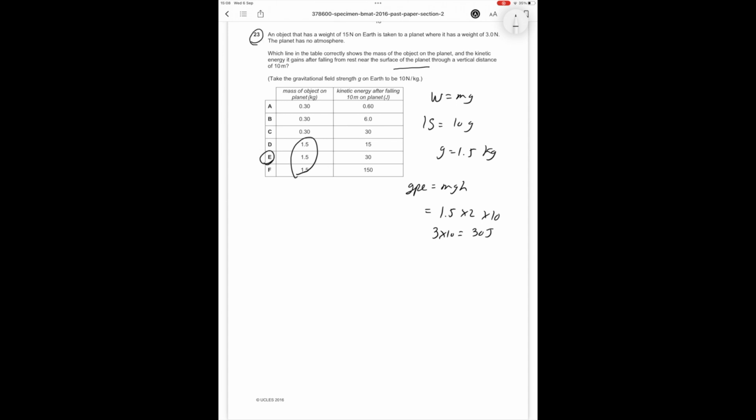Main thing to remember here is just the equation W is equal to mg, and that gets you pretty much everything you need to know, as well as this equation over here.